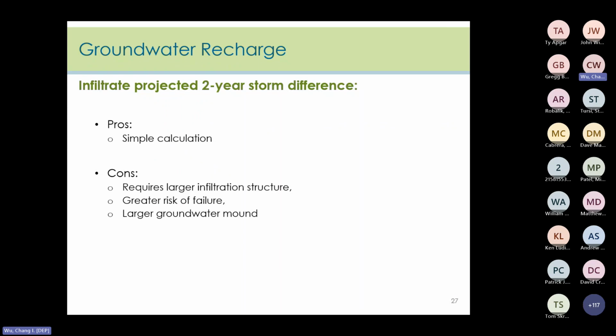So let's take a look at the infiltration of the projected 2-year storm. It is easy. You do the water quantity calculation, you will know those values, and you can easily do the calculation and do the design. But in our experience, it will result in a BMP that's greater than it needs. And if you infiltrate too much of the runoff into the subsoil, it may cause groundwater mounding issues.